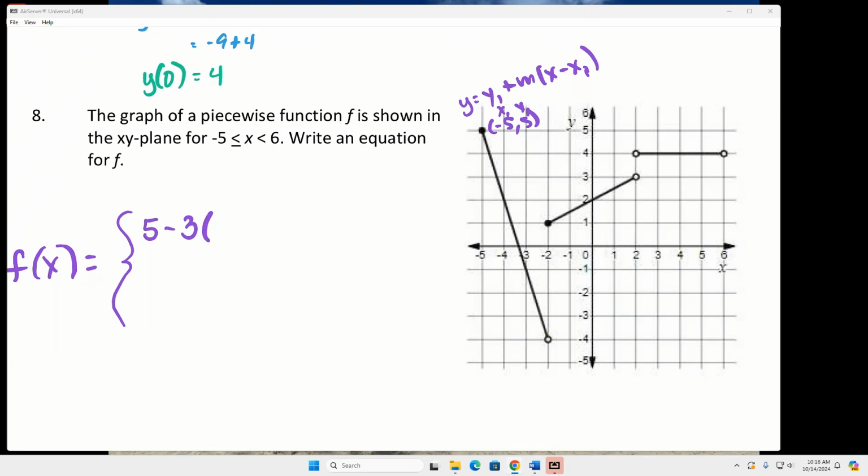And then what should I put in the parentheses? x minus -5? So it'd be x plus 5. Good, good, good. Nice job, guys. All right, and then we also have to give the domain that we use this piece for. And it's from -5, and we include it, to -2, and we don't include it.